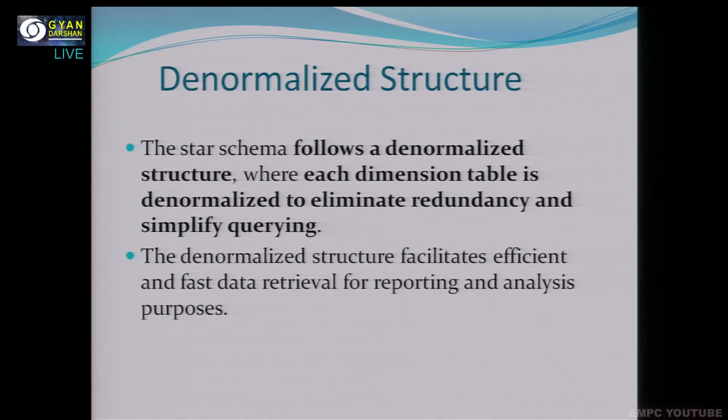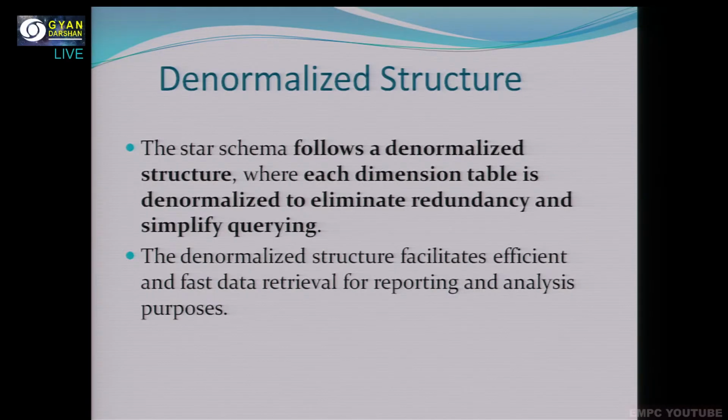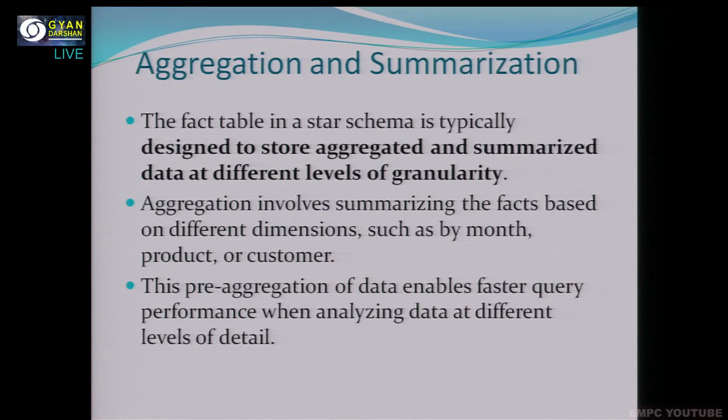We were having 1NF, 2NF, 3NF, BCNF. Likewise we have several normal forms wherein the tables are derived into a particular normal form, and then we have the database design. But here, for each and every dimension table, we have the denormalized structure. The denormalized structure facilitates efficient and fast retrieval for the reporting and analysis process. That is the primary reason we wish to have denormalized structures in the dimension tables.